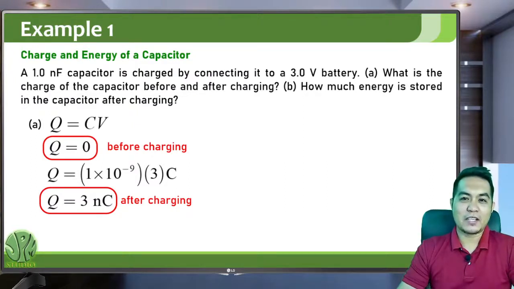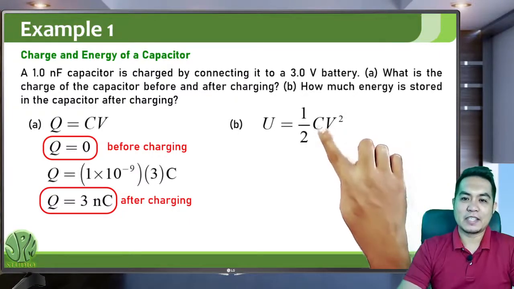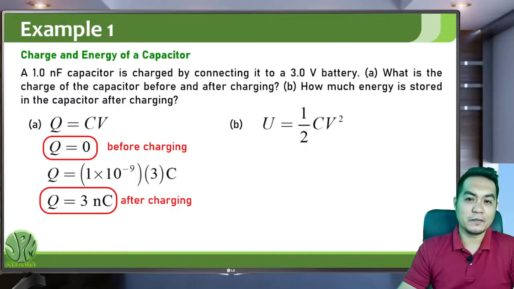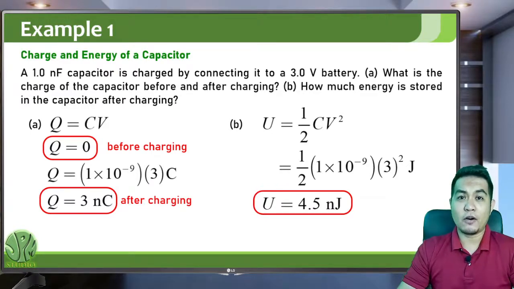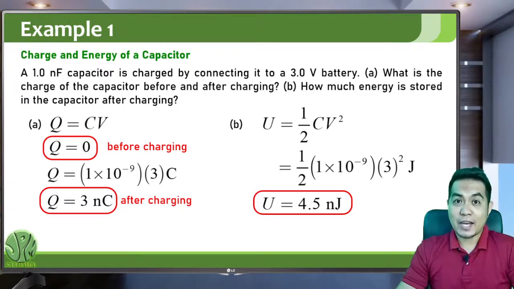Okay, letter B. How much energy is stored in the capacitor after charging? Of course, before you charge it, there is no energy stored in the capacitor. But after you charge it, we can use this formula, 1/2 CV squared, because the capacitance and voltage are both given. And of course, the final unit is joules. So you will have a value of 4.5 times 10 to the negative 9, or 4.5 nanojoules.